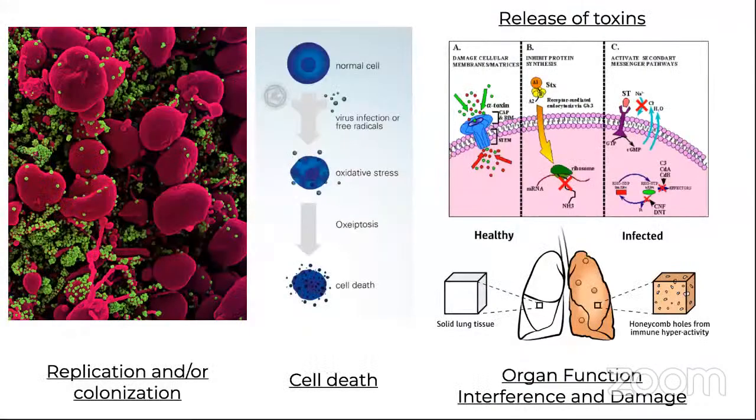So what are some of the important things that we will discuss in the context of the program? We'll talk about replication and/or colonization. So we'll talk about how that process happens. We'll talk about the result to the host cells, for example, cell death. How does that happen? As a result of what? And the release of toxins and how the impact of cell death and the release of toxins has an impact on organ function, interference, and damage. So interference with that normal function.